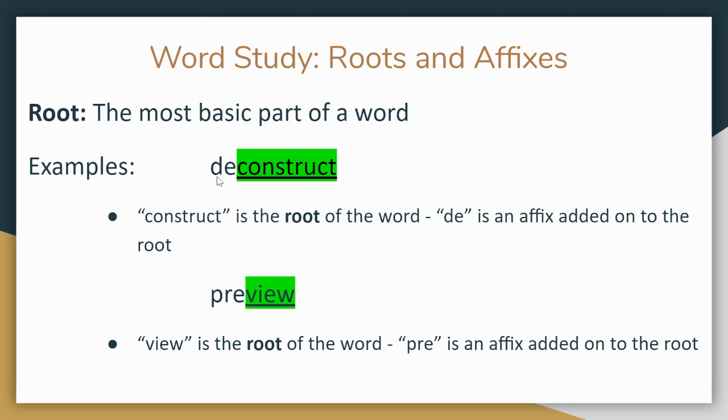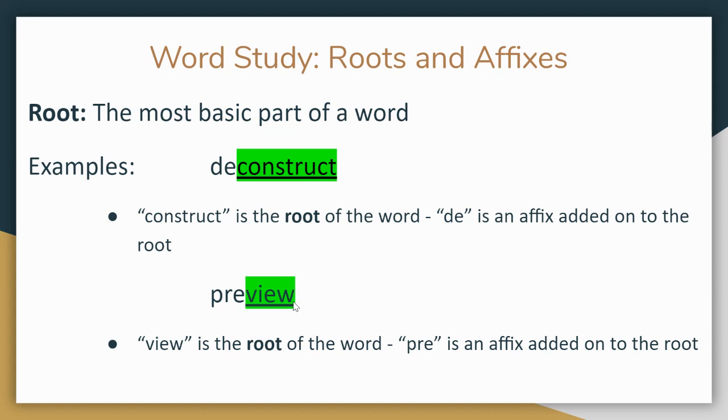If we look at the word deconstruct, the most basic part of this word is construct. We can still use the word construct. We could talk about constructing a building. D was added to the word construct to change the meaning of the word. We don't use the word or the prefix D. That's not a word that we use. But when we add it to a word, it changes the meaning of the word. Construct is the most basic part of this word.